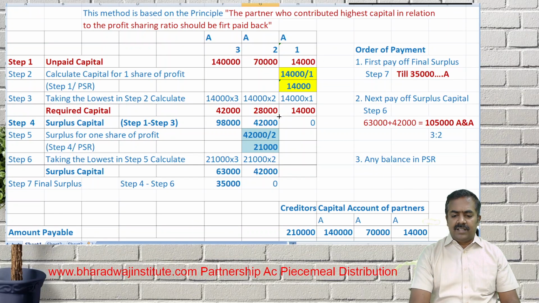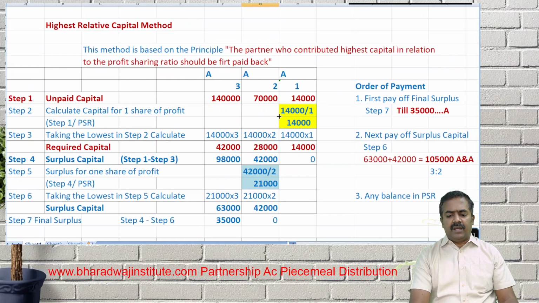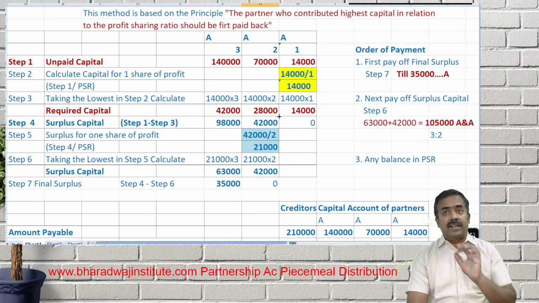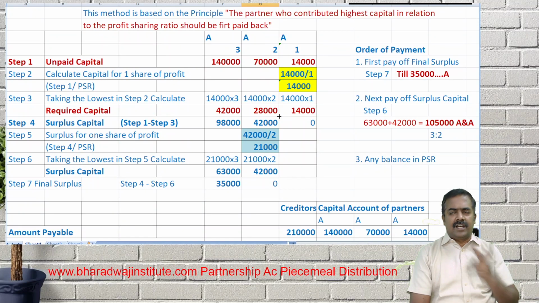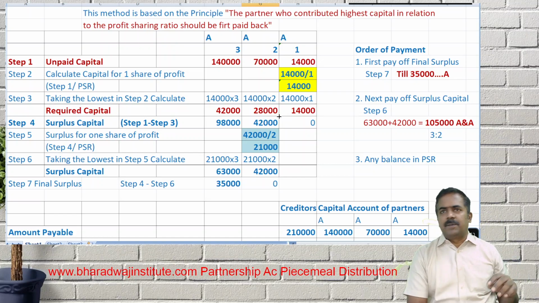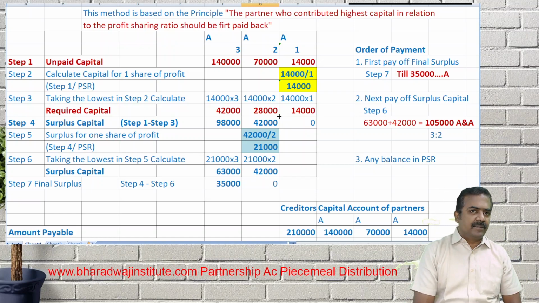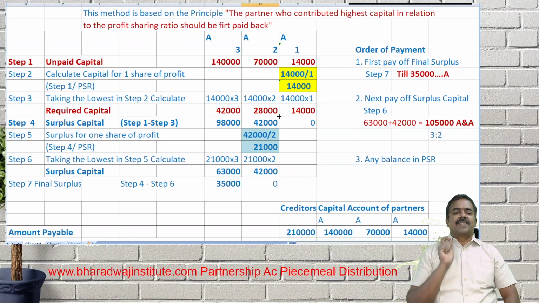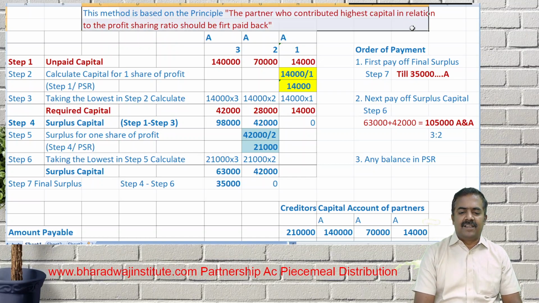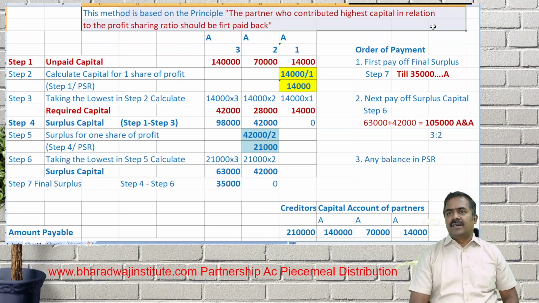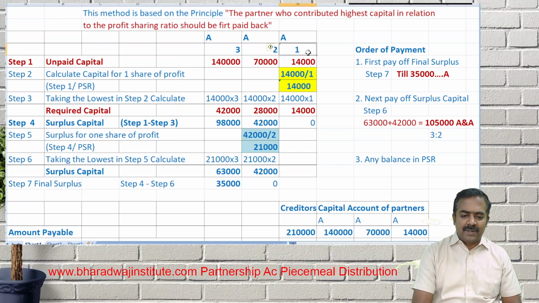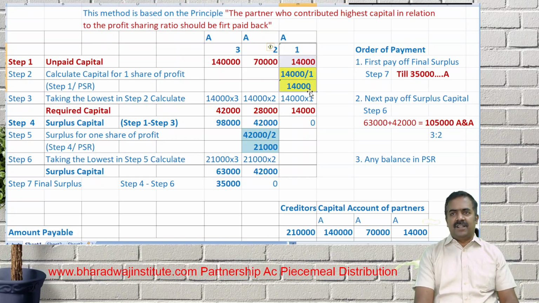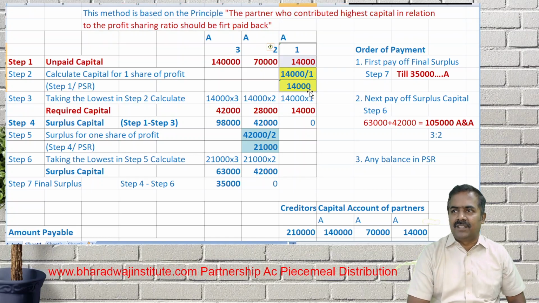Actually, if you build the understanding level, the time consumed will be very less. Since we solved the first problem, it took time. In the second problem you will see, compared to the maximum loss method, this will take only half of the time. Okay. Do you understand the concept? The partner who paid surplus capital should be returned first. The partner who paid what? Surplus or highest capital should be returned first. How do we work that out? Very simple. Taking the lowest per profit sharing ratio, we work out the required capital of the others.